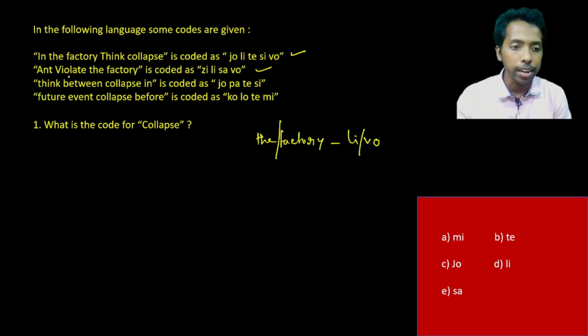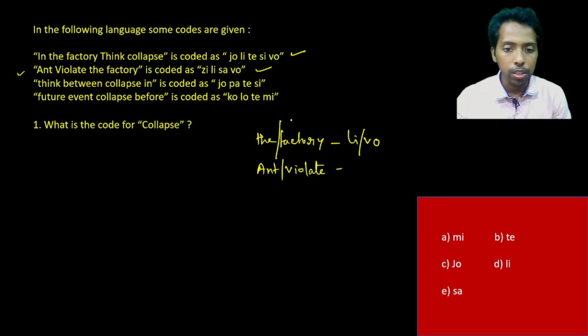Moving to the next, and violate. There are four statements, but and violate appear only in these statements. So the codes for these two are zi and sa, zi and sa. And for the next one, that is in the factory.